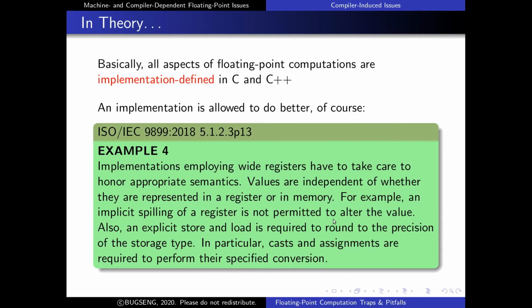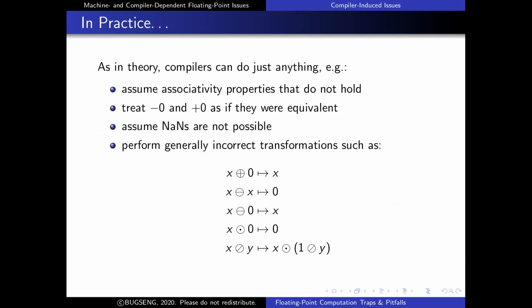So what does this mean? Does this mean that the compilers we use are not compliant? No, because this is an example, and example text in the C standard is not normative. So it's an example. You can take it as a suggestion, but it's not normative. So in practice, it is as in theory. So compilers can do just anything.